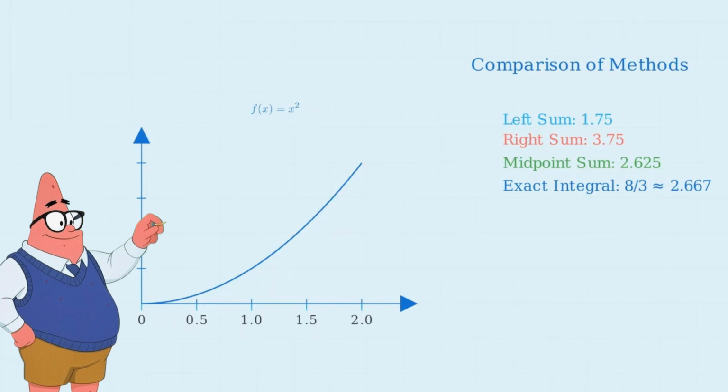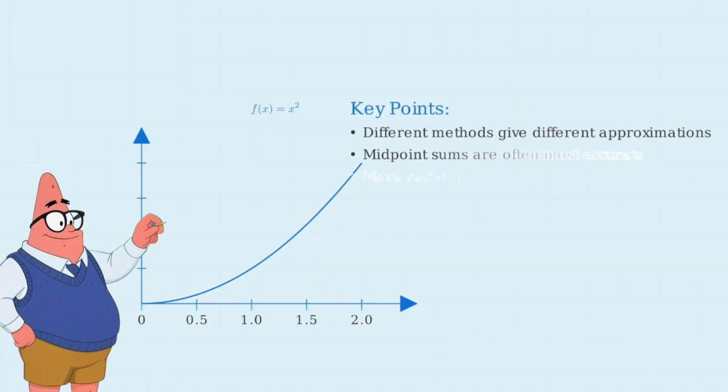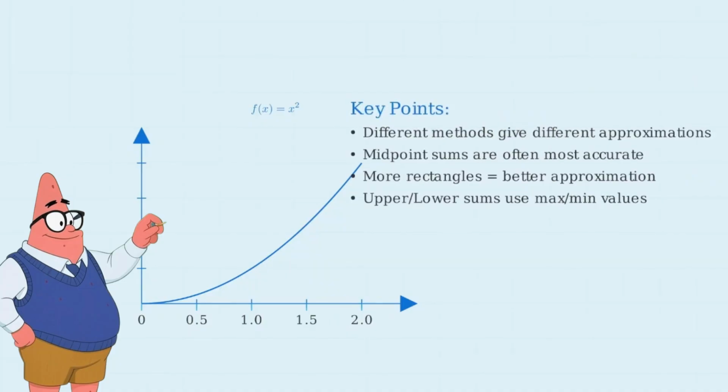The exact value of the definite integral is 8/3, or approximately 2.667. Notice that the midpoint sum is closest to the exact value. The different methods give different approximations because they sample the function at different points. The midpoint method is often most accurate for smooth functions.